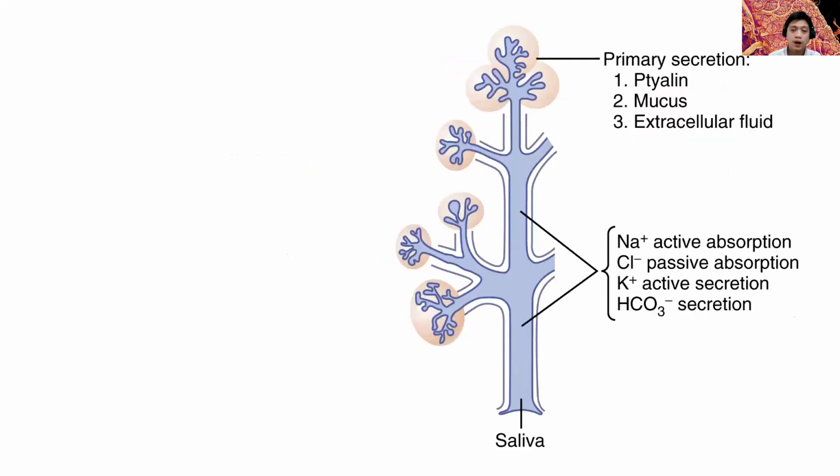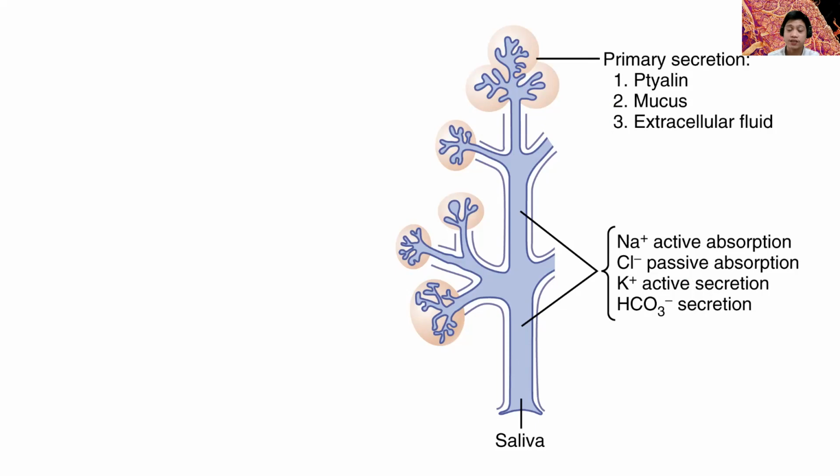Okay, so here you have a simplified illustration of the microscopic structure of your salivary glands. So here on top would be your acinar units. No? So ito yung mga acinos natin. These grape-like structures or acinar units or acinus are composed of cells that create the secretion, which is called your primary secretion.